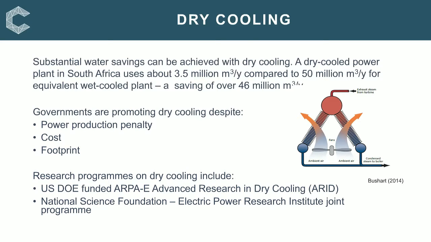Overall, the power efficiency is lowered by about 2 to 7 percentage points, although this can be even higher on hot days. And this is because air is a less efficient cooling medium than water. Because lower efficiency means more coal is needed per unit of electricity, and this in turn can lead to higher CO2 emissions.